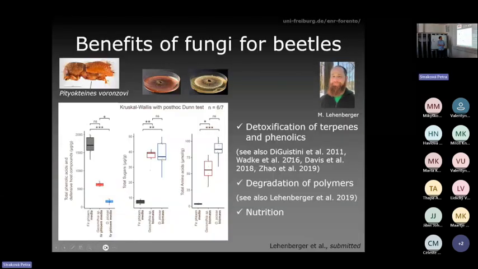Sorry. Okay. So here he also looked at the total amount of sugars, and also the single sugars, and you see that the fungi are apparently degrading cellulose or hemicelluloses, because then there are also more sugars, monosaccharides, present within the phloem when it's colonized by fungi. And also the amount of amino acids is much higher than in the phloem alone. So the fungi are apparently making the phloem better to feed on.